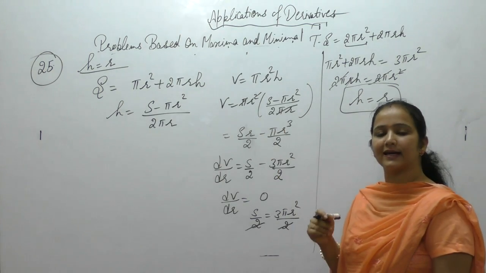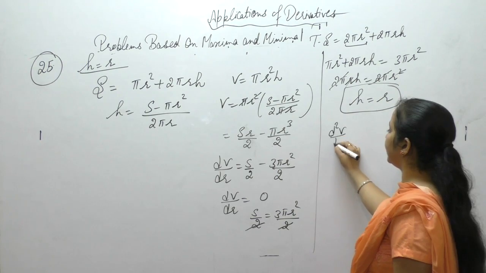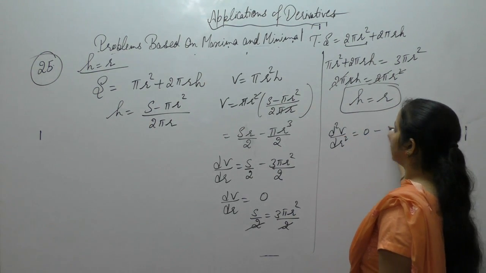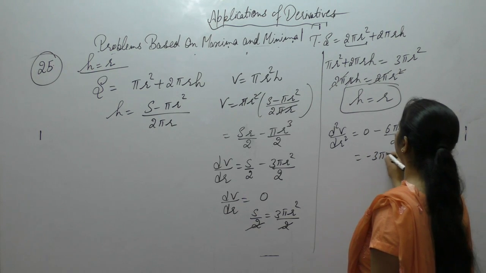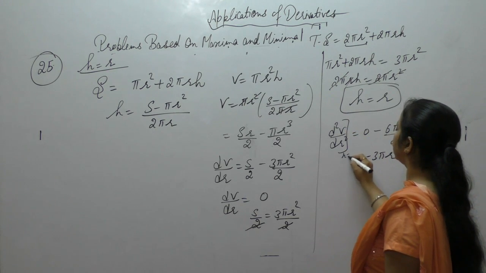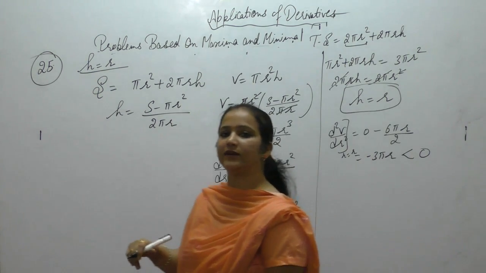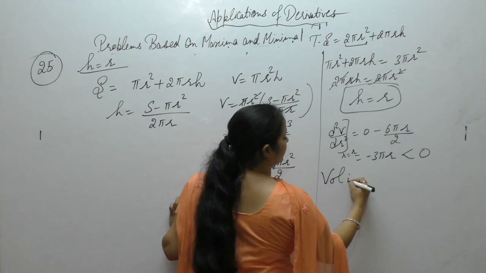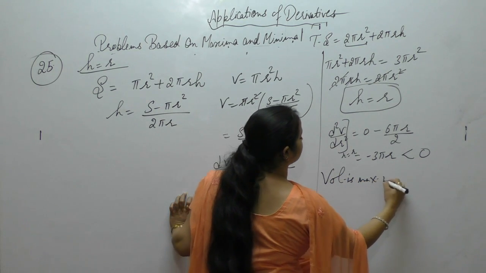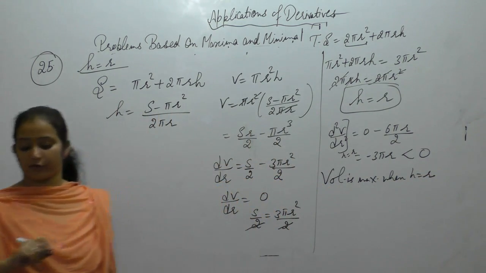कंडीशन हमारे पास आ गई कि height is equals to radius of the base. Now find the second derivative. 3 into 2, 6 pi r by 2 minus 3 pi r. When height is equals to radius, then also it has same value. Negative, it means volume is maximum. Therefore, volume is maximum when height is equals to radius of the base.